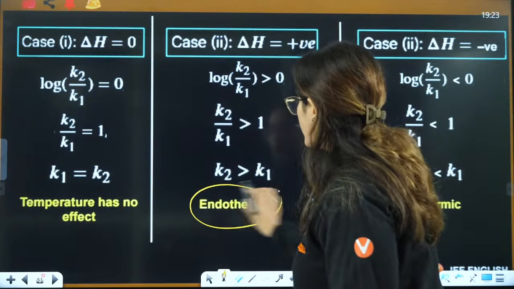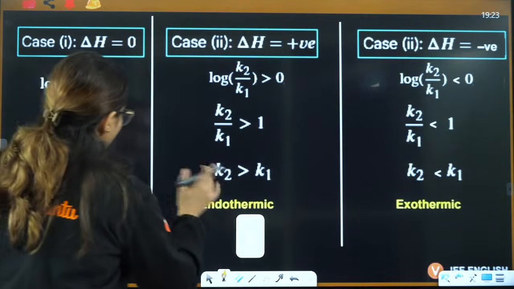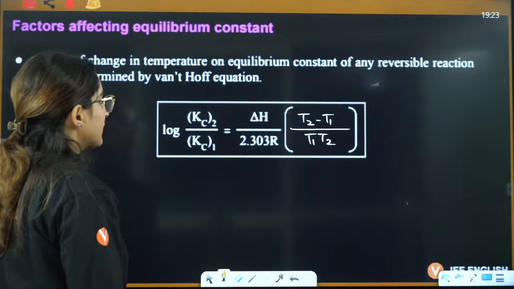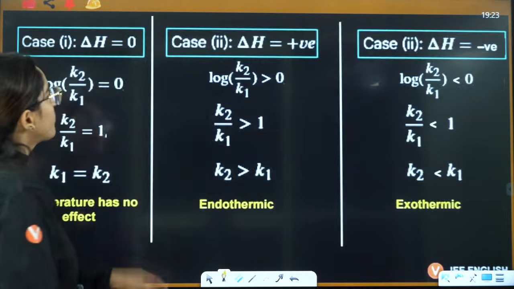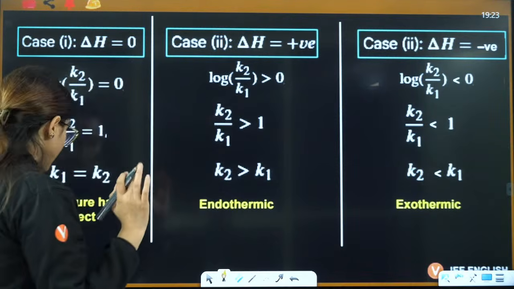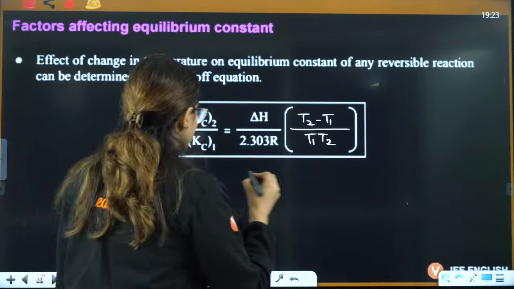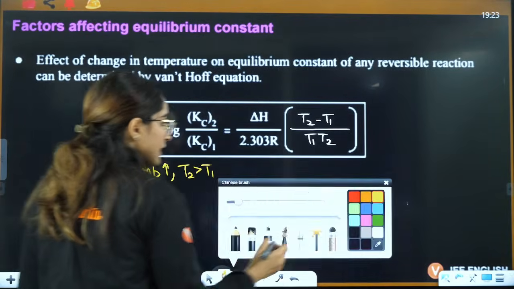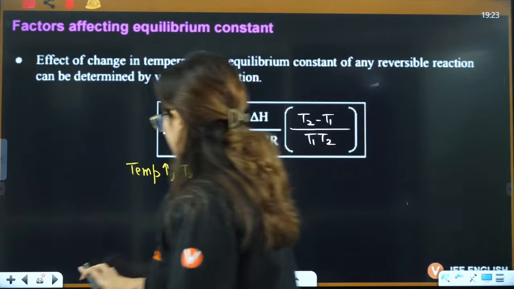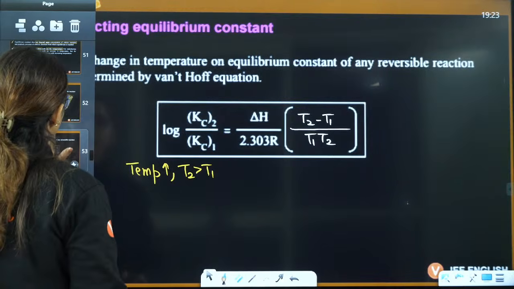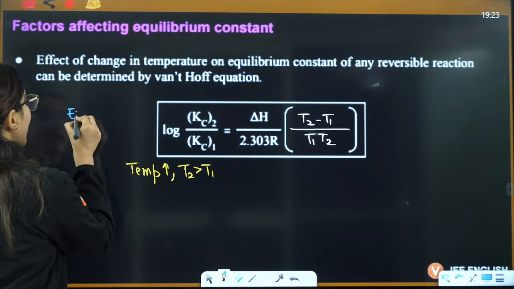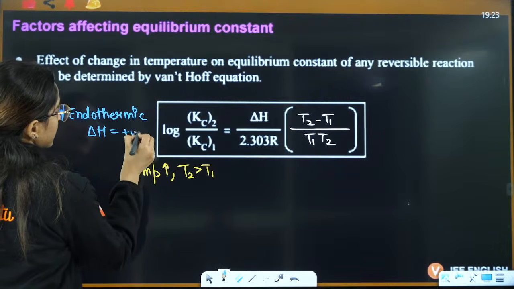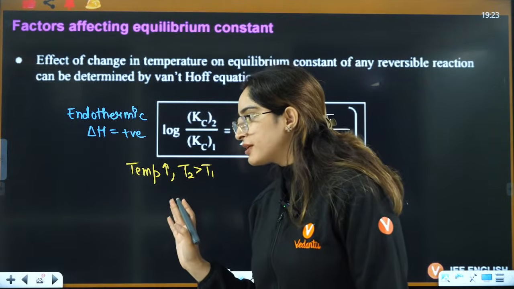Firstly, I'll talk about the endothermic reaction. Let's understand what happens here. In an endothermic reaction, delta H is positive. Always remember, if I say temperature is increasing, that means T2 is greater than T1, right? Now here I'll define it for two things, endo and exo. This is for endo. Endothermic means delta H is positive.